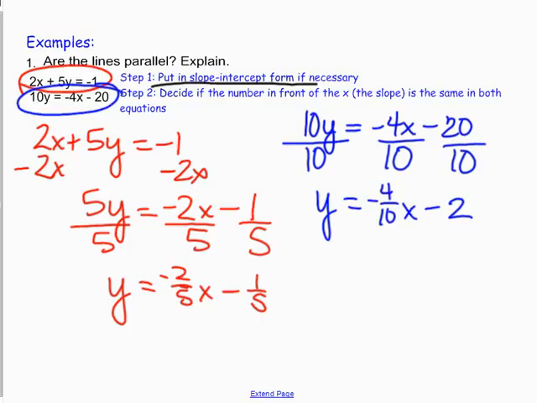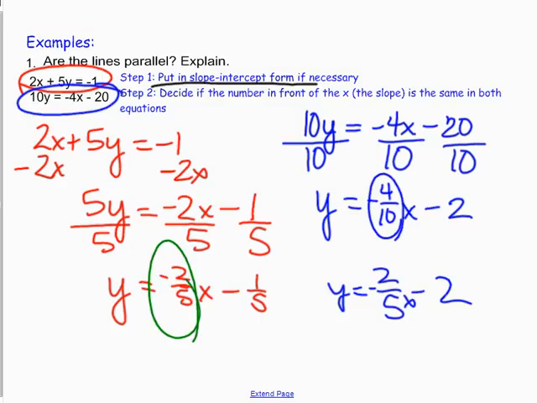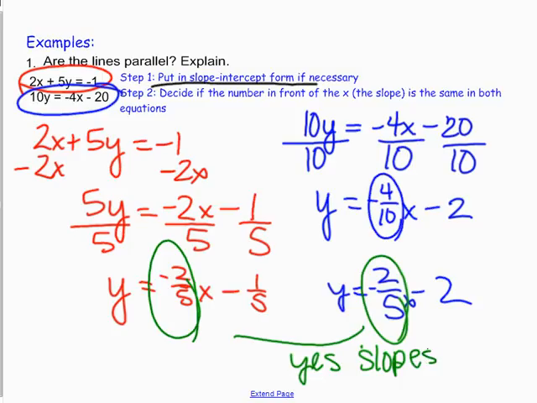Okay. I still need to reduce this fraction. This fraction reduced will be divide both of them by 2. We've got -2/5 x minus 2. So now if you look at the slopes, -2/5, -2/5, they are both the same. So both lines are parallel. Looking at the slope, we can say, yes, slopes are the same. Slopes are parallel.